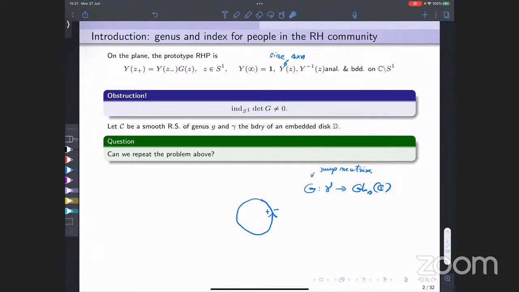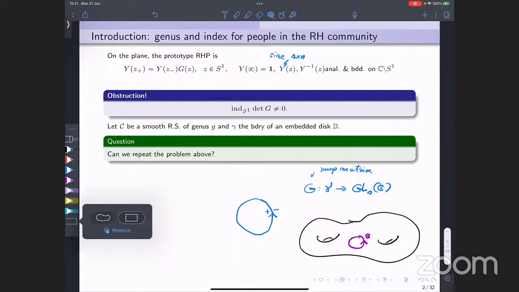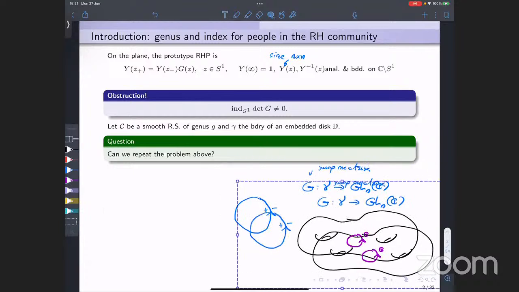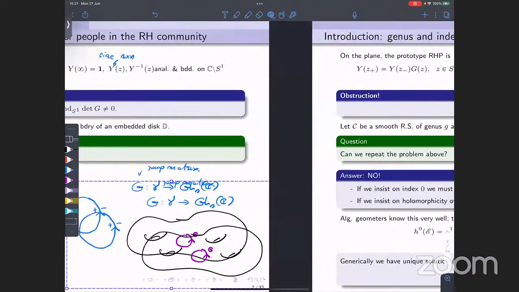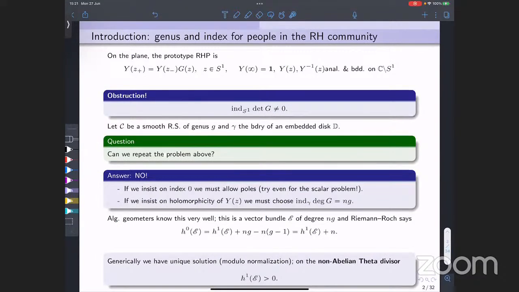Now, we want to do something similar on a Riemann surface of genus g. The picture that we have in mind is now, let me draw some Riemann surface of genus 2, and then you can imagine embedding my disk on the Riemann surface, choosing a matrix valued function on the contour, and asking for a similar solution of a problem. So can we repeat this problem? The answer is no, we cannot.